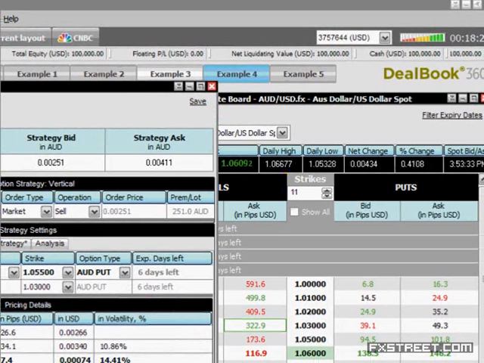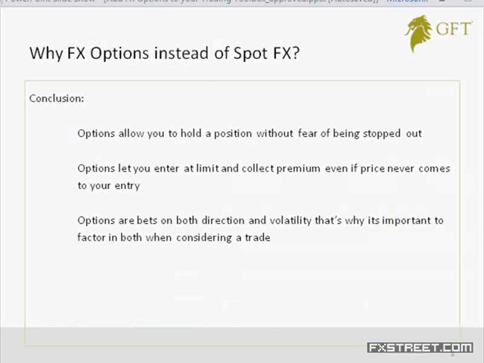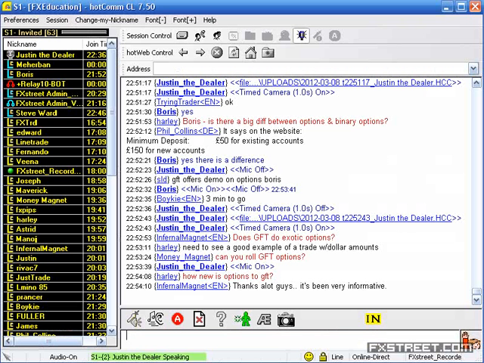What else do we have? Question from Money Magnet: can you roll your options at GFT? The answer is yes, you can. Right now, you're not going to be able to do it from a single order form, but what you are able to do is issue a closing order for the option that you're in and immediately send in an order for the option you want to roll into.